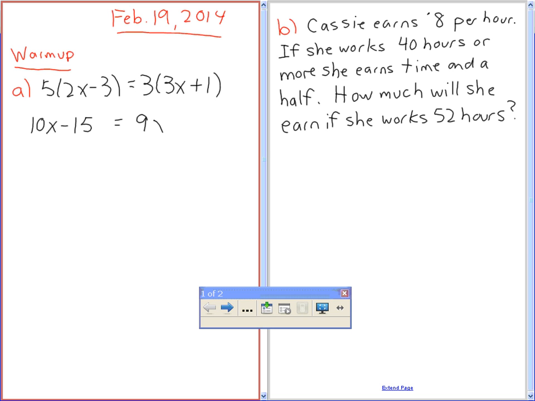Let's just make sure that we know what happened there. All you do is multiply the coefficients. The coefficients are the numbers. You just multiply the numbers. So all you did was 5 times 2 is 10, and it happens to be an x there. 5 times negative 3 is negative 15. 3 times 3x is 9x, and then 3 times 1 is 3. Sort of good? Courtney, what do I do now, please?